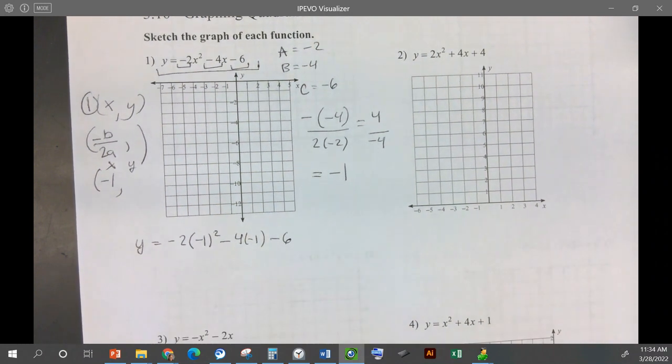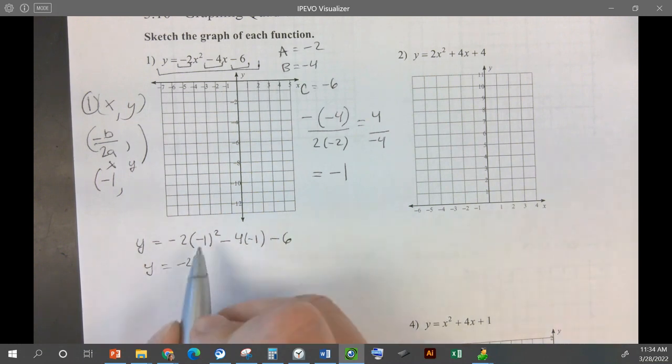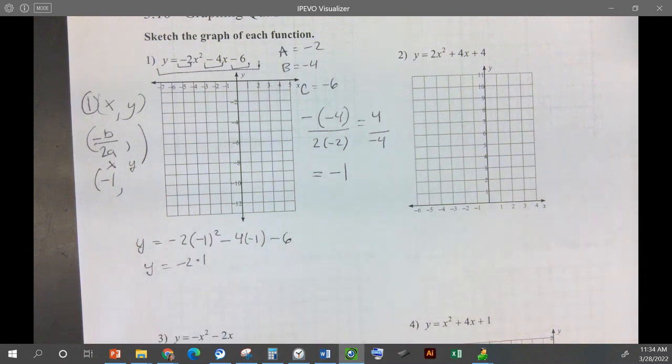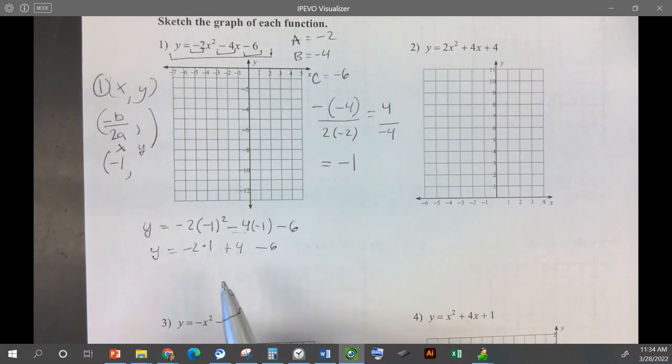So let's simplify here. So I've got y is negative 2. What's negative 1 squared? Negative 1 times negative 1. So it will be positive 1. Negative times negative gives us a positive, so this is just 1. And then we've got negative 4 times negative 1. So 2 negatives. What's negative 4 times negative 1? Good. Positive 4. And then this is just hanging out, negative 6.